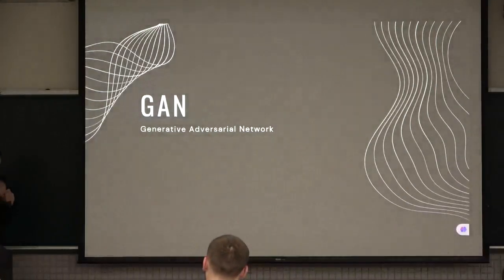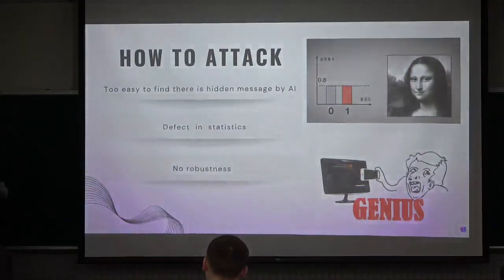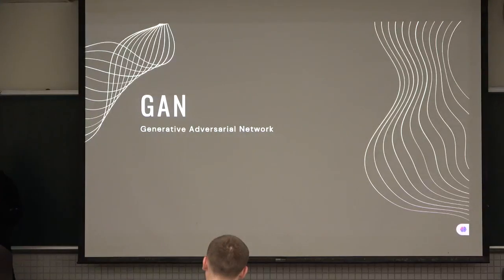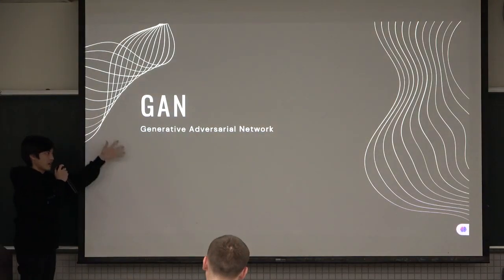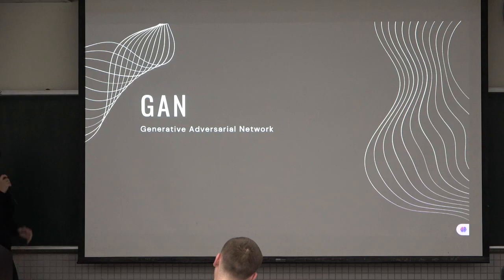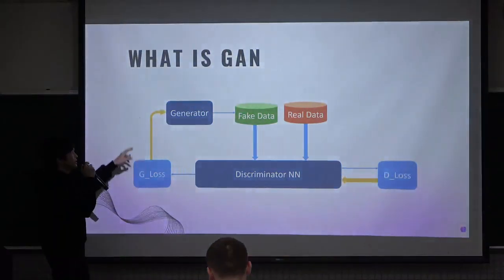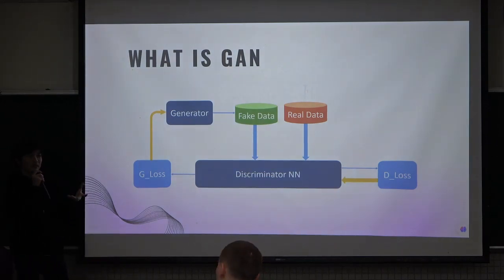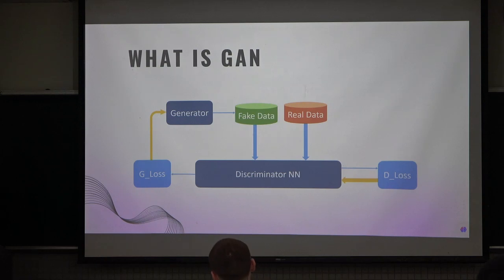Since it can be affected by AI, why not use AI to generate the hiding message? So we are going to talk about the GAN, Generative Adversarial Network. It's a way to use AI. The literal meaning of adversarial is that we want to let the generator and discriminator fight each other, and both will grow up. This is how GAN works, and how to use it in steganography.